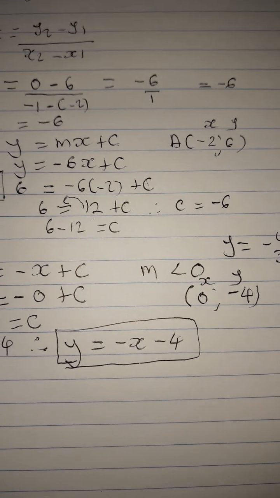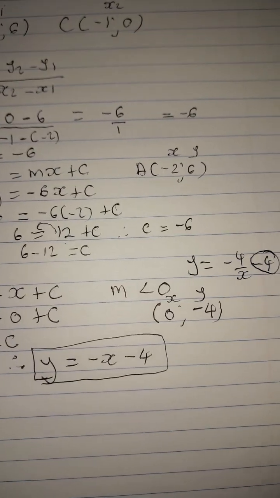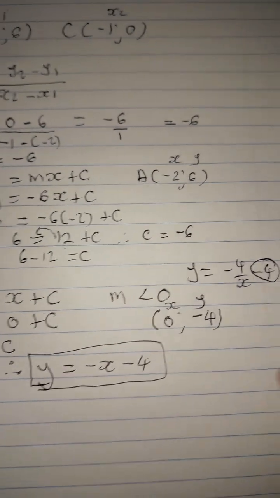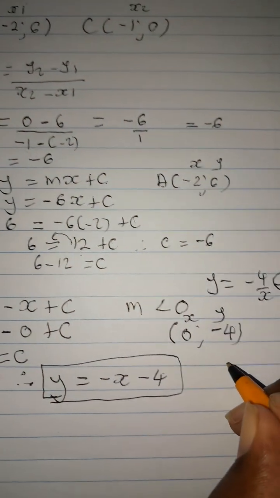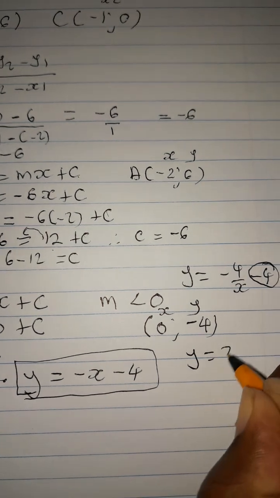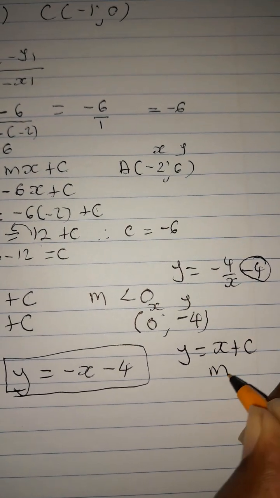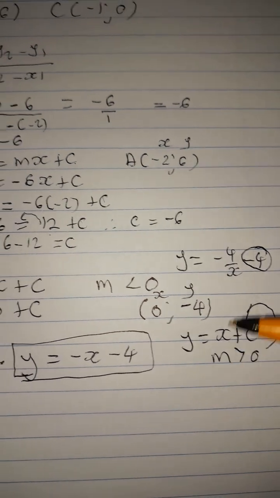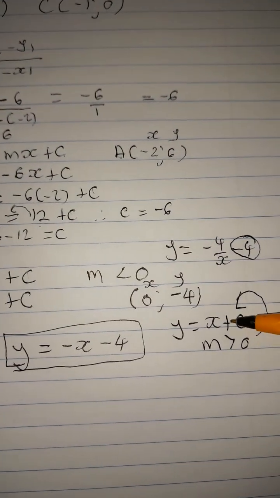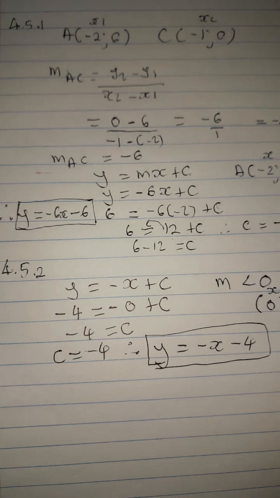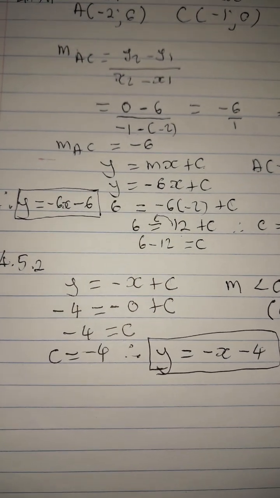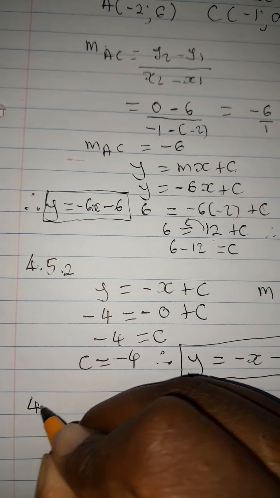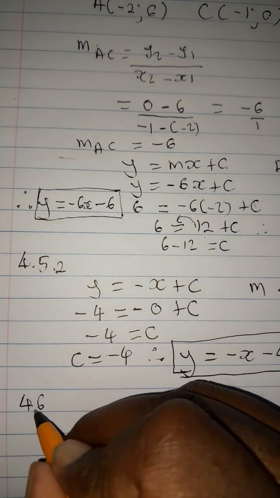I hope I've made sense, guys. So that's how you can get the axis of symmetry with a negative gradient. So if you were asked to get it with a positive gradient, your equation will be y = mx + c, where m is greater than 0 for a positive gradient. So in case if they don't ask you that, they will ask you this. So you just have to be very cautious on how you tackle your equations, right? Let's go to 4.6 now.